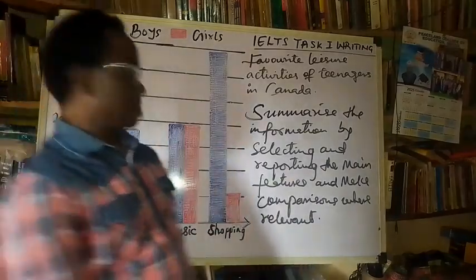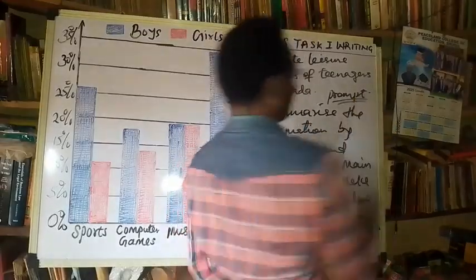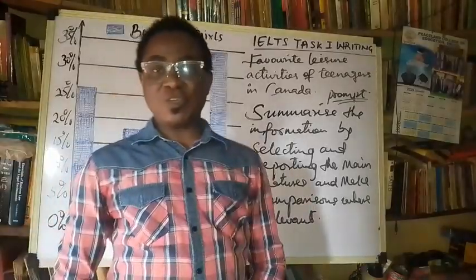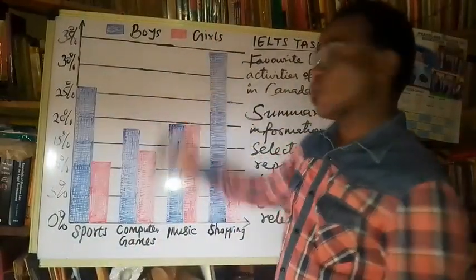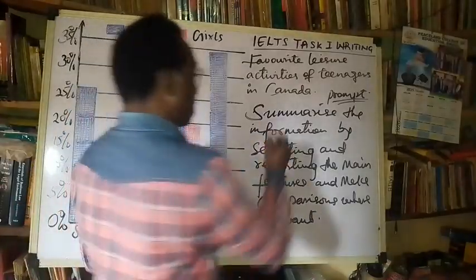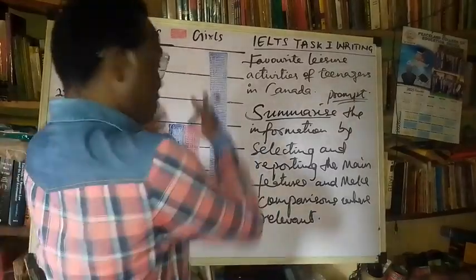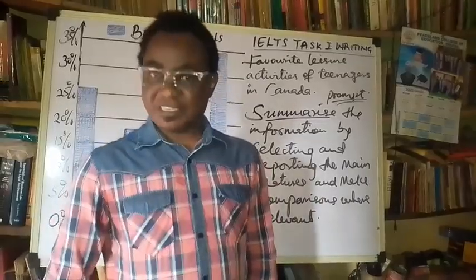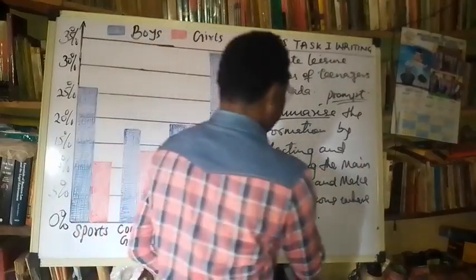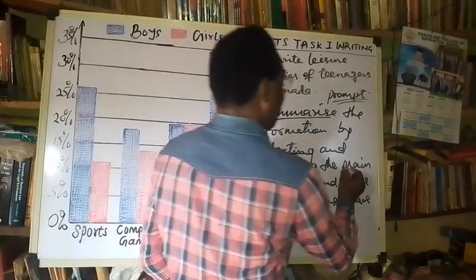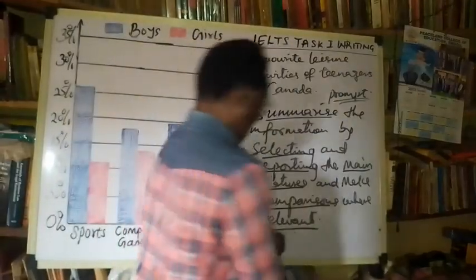Now this is the question. You can also call this question the prompt. The prompt tells us what to do. It is an instruction of what to be done with the statistical model. It says, summarize. This is the key word. The report is a summary, so all unnecessary details are to be avoided. Summarize the information by selecting and reporting the main features and make comparisons where relevant.